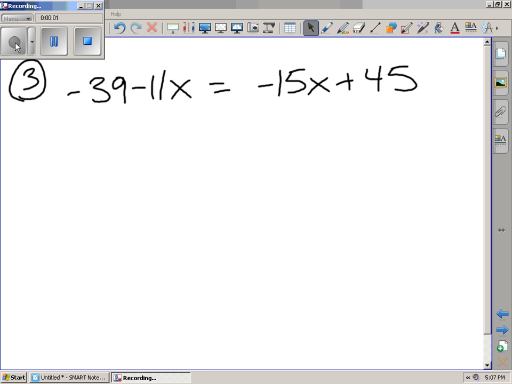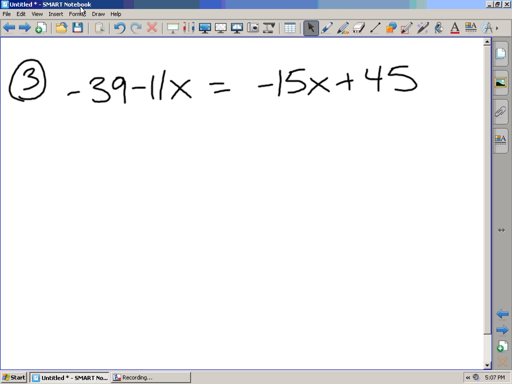Jump right in, hoping that you've already watched part 1 of this video. The first thing that we do is label each side. I'm going to label this side the constant side, and I'm going to label the left side the variable side. So the first thing that I'm going to do is deal with the constants.